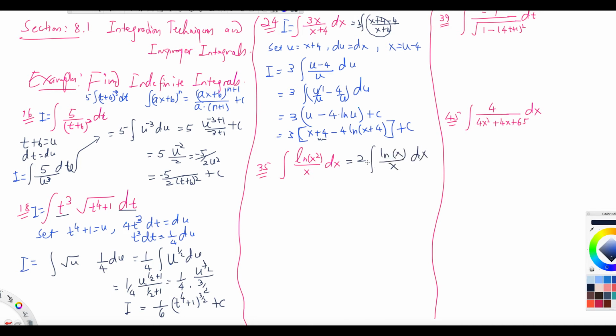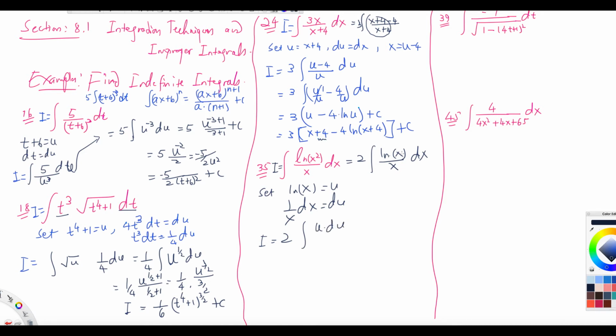Now I want to do u substitution. How do I do that? Which one should be u? Natural log of x, right? Because the derivative will be 1 over x dx. So set natural log of x equals u. Find the derivative: 1 over x dx will be du. You see that? So therefore that integral I is equal to 2 times the integral of u du. Did you see that?